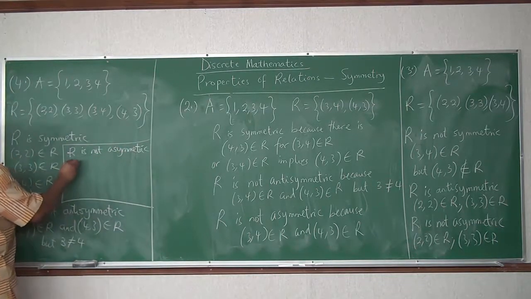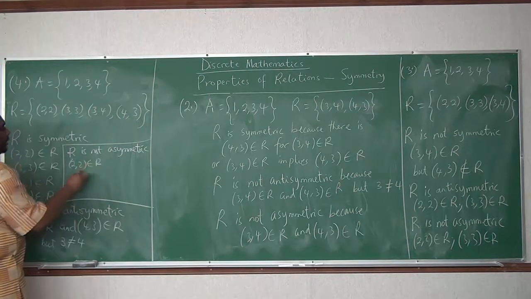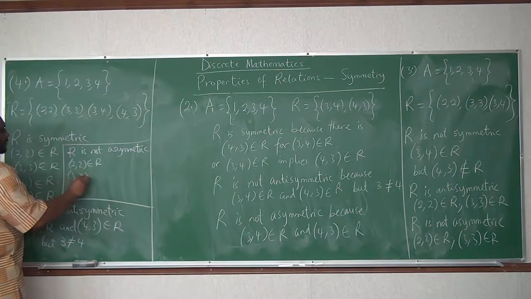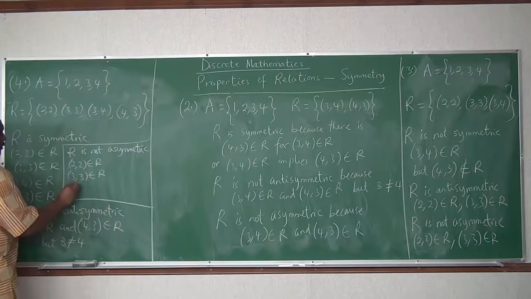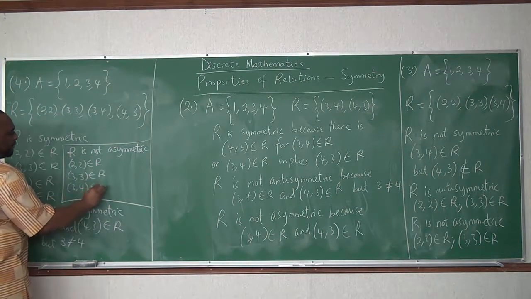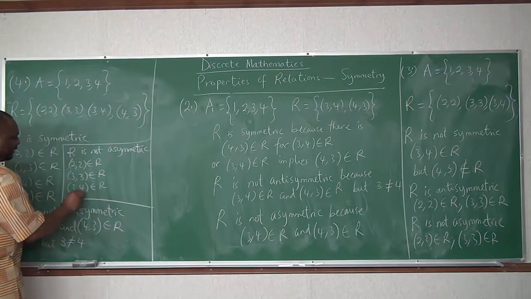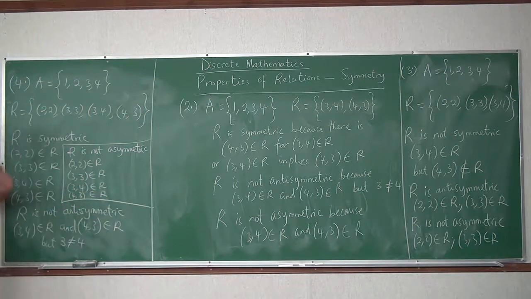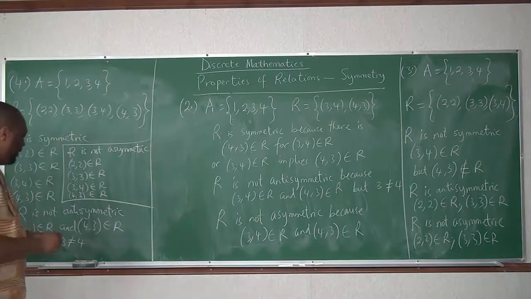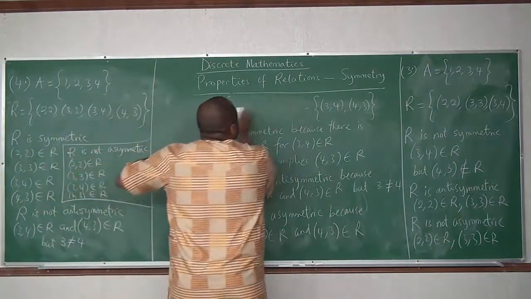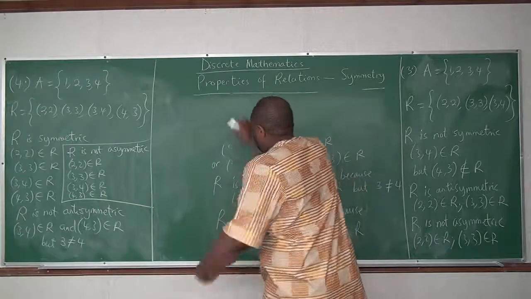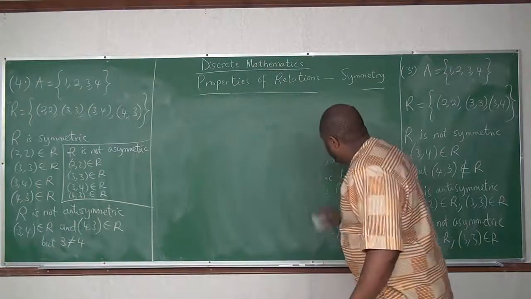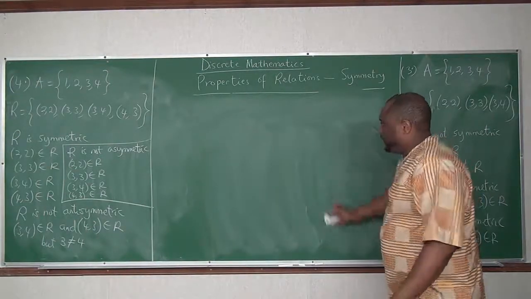Why? Because (2, 2) is an element of R, (3, 3) is an element of R, (3, 4) is an element of R, and then (4, 3) again is an element of R. So it is not asymmetric. Okay? Another example. By the time we do a lot of examples, it should sink in.